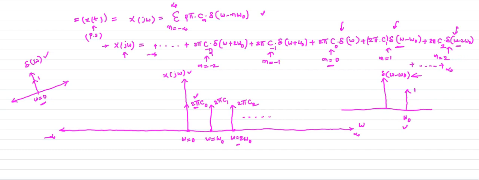After this, 2 pi c3, which is defined at omega equal to 3 times omega naught. So this is about the right hand side. Like that the pulse train is continuous up to infinity.